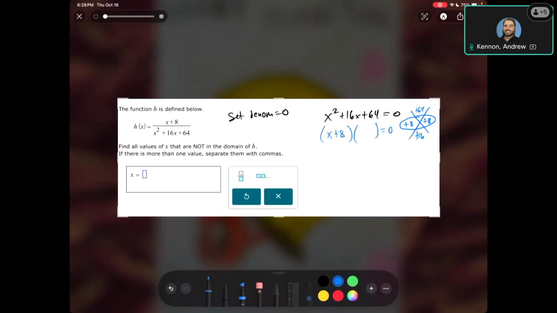So x times x is x squared. 8 times 8 is 64. 8 plus 8 is 16. And then these are the same thing. So when I subtract 8 from both sides, I just get -8. This is the same thing, so I really don't have to do it again. I only get one answer here. This is find all the values that are not in the domain. So your answer here is just -8.